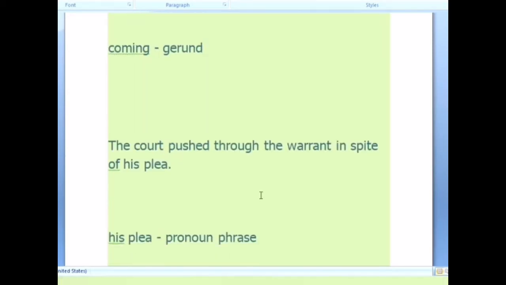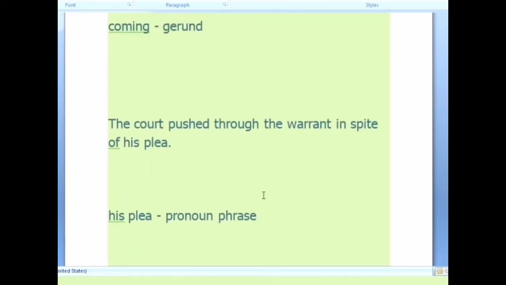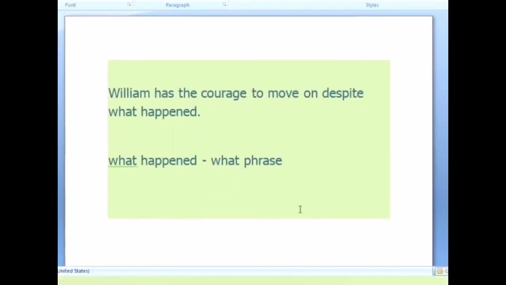Now, the fourth one. The court pushed through the warrant in spite of his plea. So, in spite of is followed by his plea, which is a pronoun phrase. His is a pronoun, plea is a noun. And the last one, William has the courage to move on despite what happened. So, despite here is followed by what phrase, which is what happened. So, what happened? That's the what phrase.